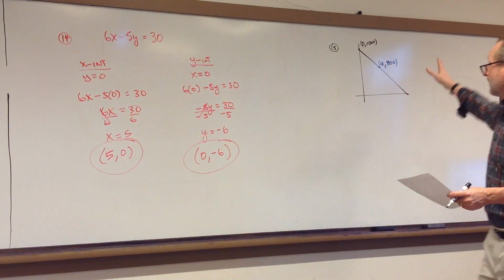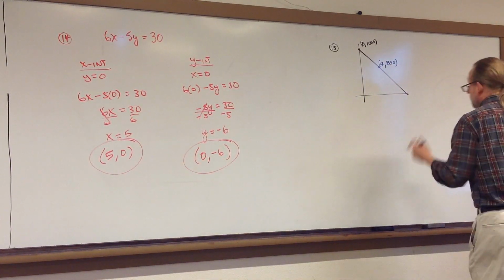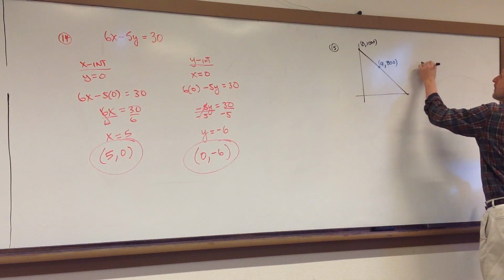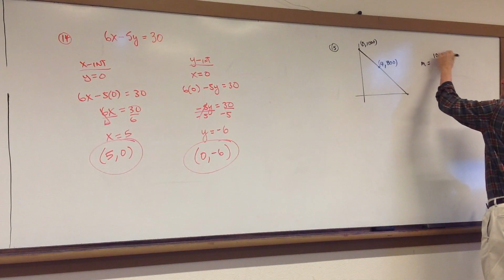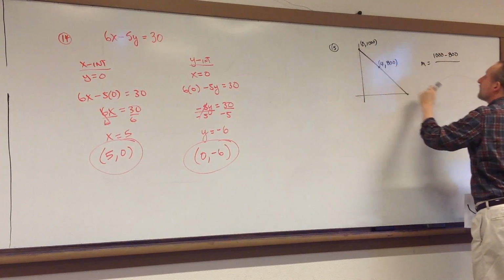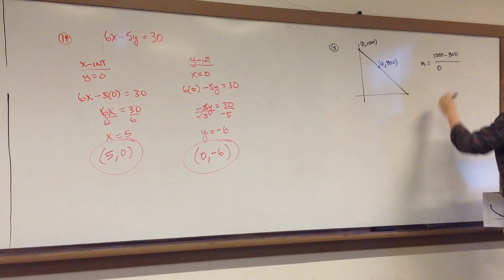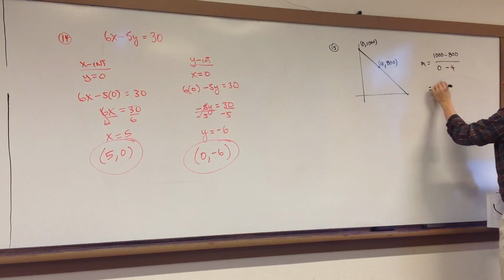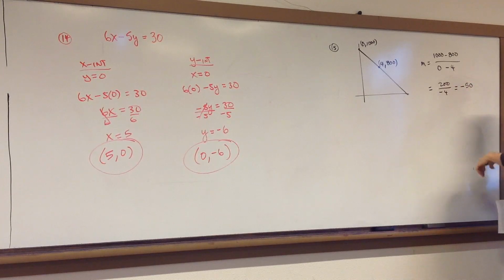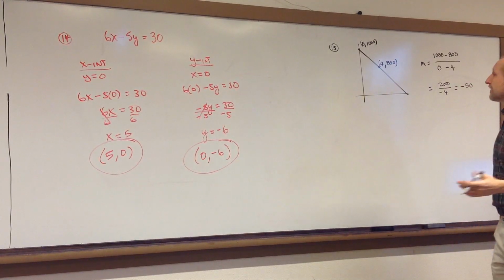So what we need to do is find the equation of this line. And once again, we need to know the slope. So I'll do 1,000 minus 800 in the numerator. And then because I start with 1,000 on the top, I have to start with the 0 on the bottom. So this will be 200 over -4, which gives us a slope of -50.